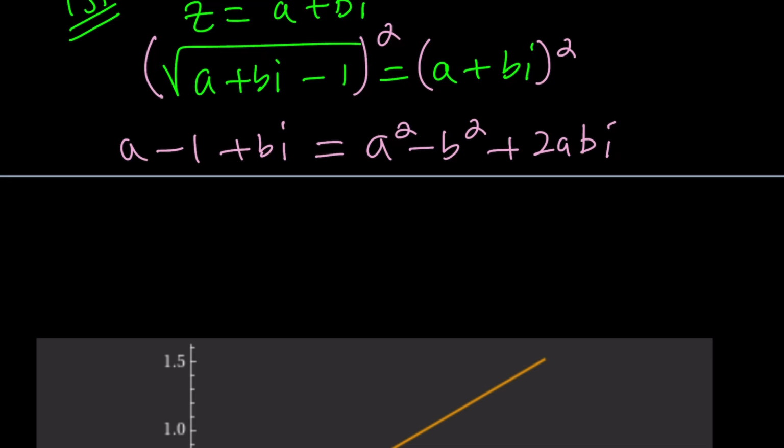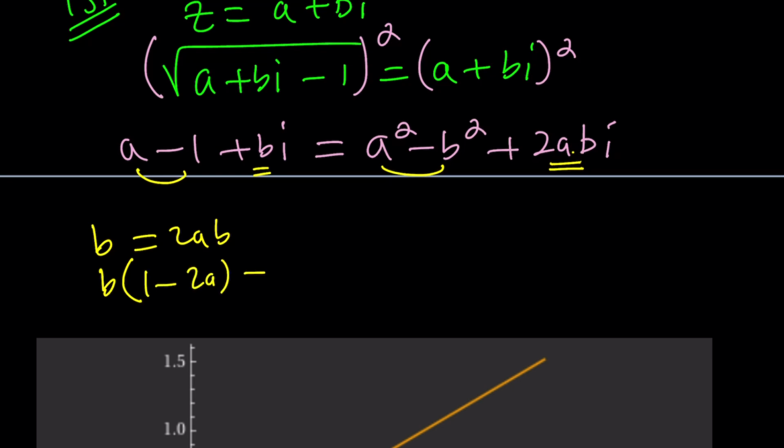So now the real parts are equal to the real parts, so this equals this, and the imaginary parts give b equals that. Let's start with the second one because that seems easier. b is equal to 2ab. That means if you take out a b, 1 minus 2a equals 0. This gives us two solutions: either b is 0 or a is 1/2.